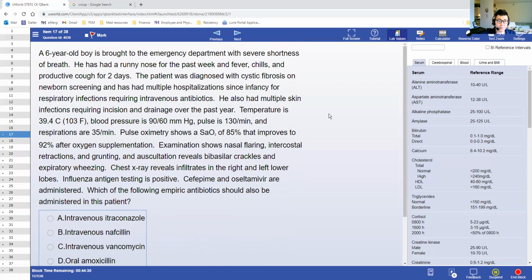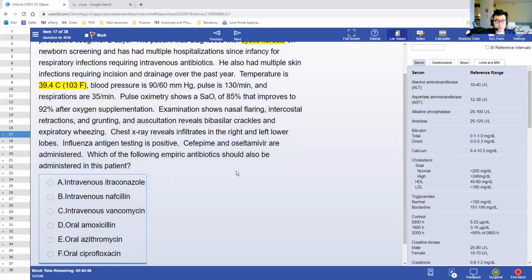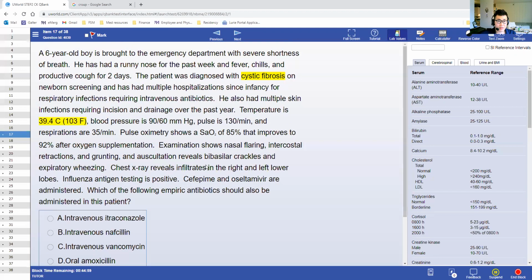Empiric antibiotics question, treatment question, 6-year-old cystic fibrosis patient. Respiratory distress, infiltrates, influenza testing is positive, cefepime and also Tamiflu. Which of the following antibiotics should also be administered in this patient?